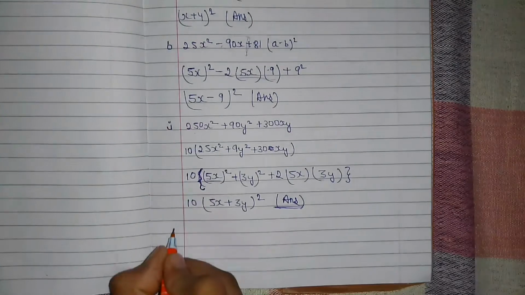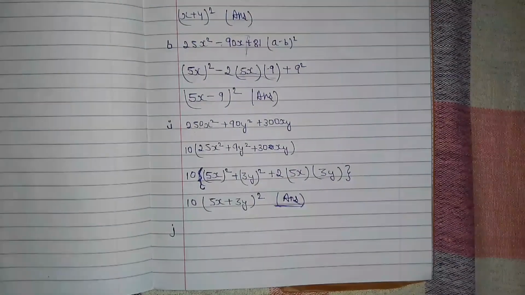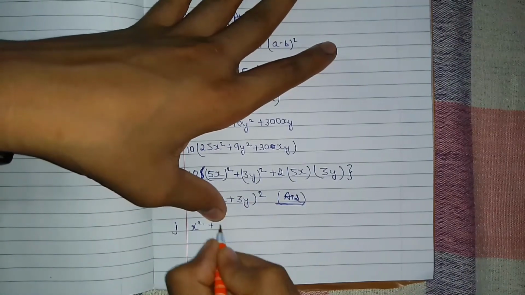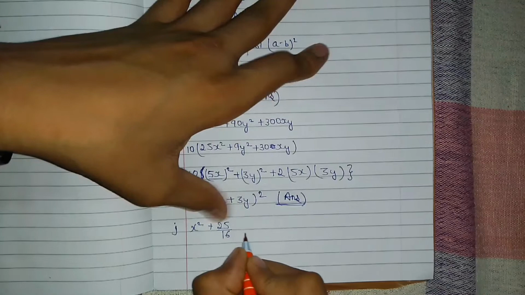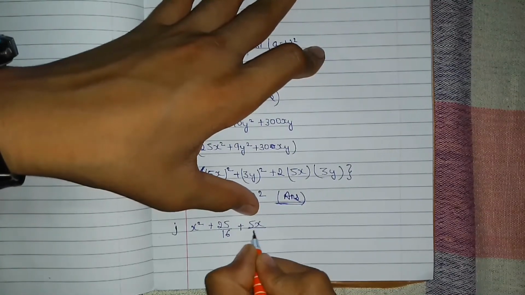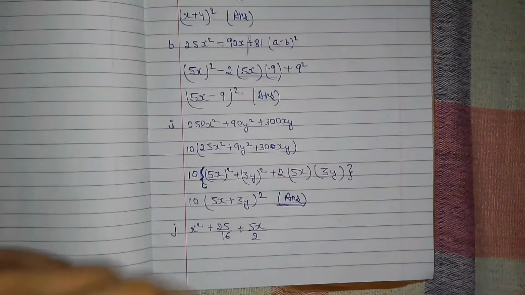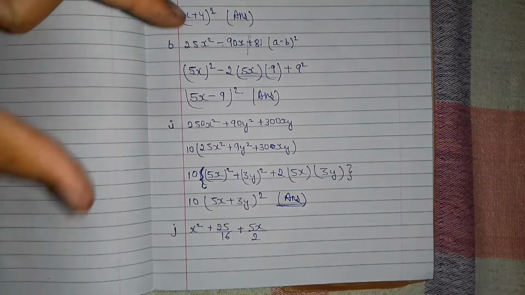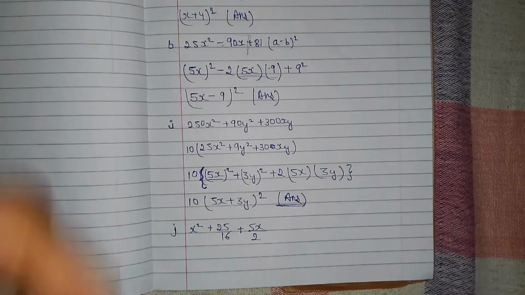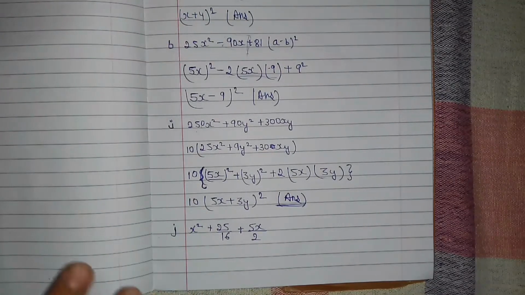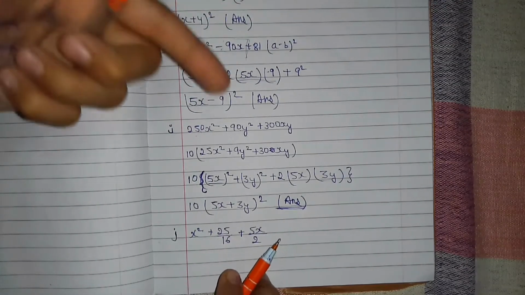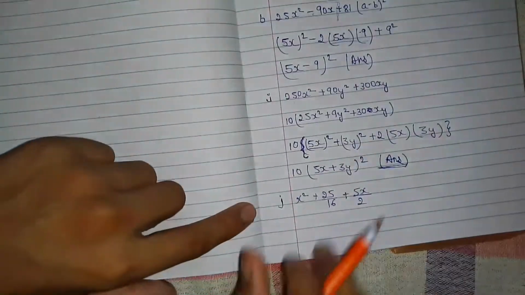Okay, let's come to number J. J is also a little bit complicated, so I am going to explain that question too: x square plus 25 by 16 plus 5x by 2. The people who make maths books make maths a bit confusing so that students use their tricky mind to solve these expressions, as I have said in previous questions. First let's come to the second page and start writing.